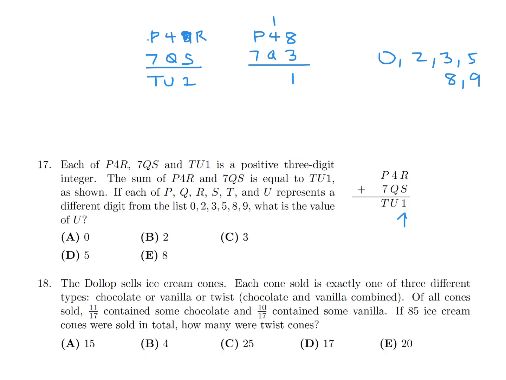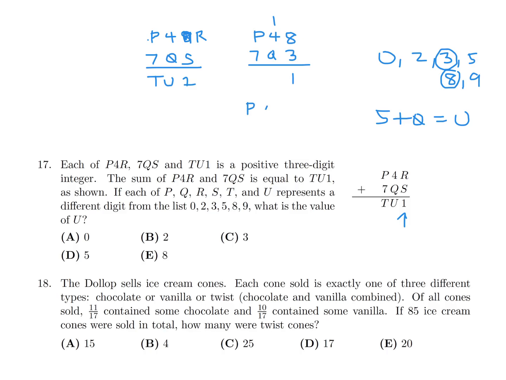Okay. Now I've got 1 plus 4, which is 5. 5 plus Q is equal to U. So let's just see. I've already used the 8. I've already used the 3. So I've got to use 2 more. Let's see here. 0, 2, and 5. That would do it. So if Q was 0.